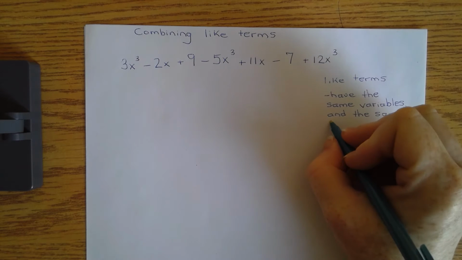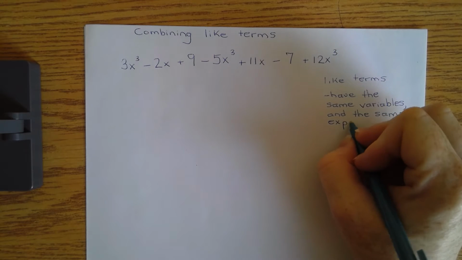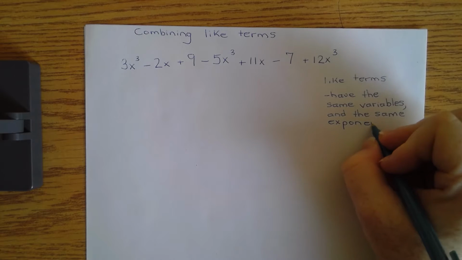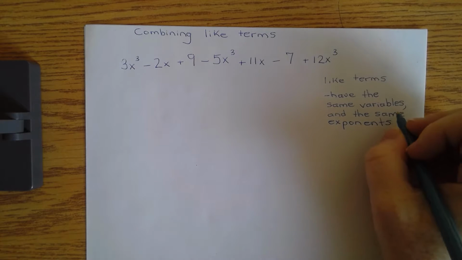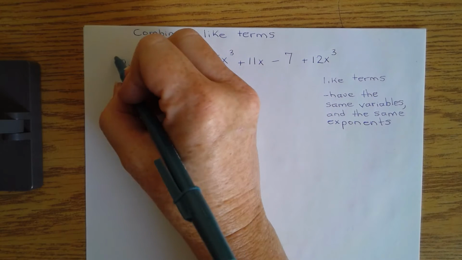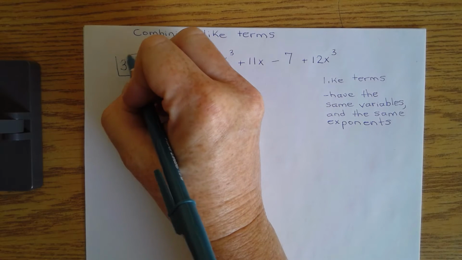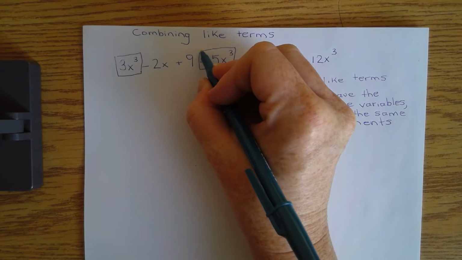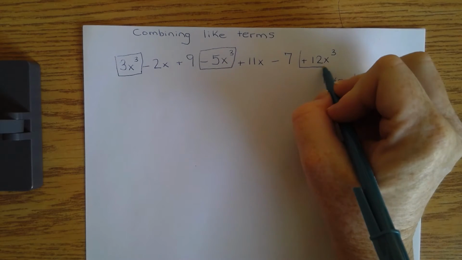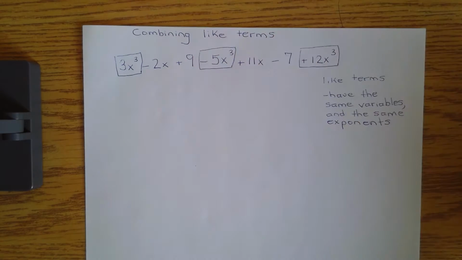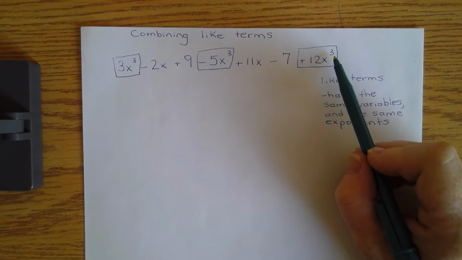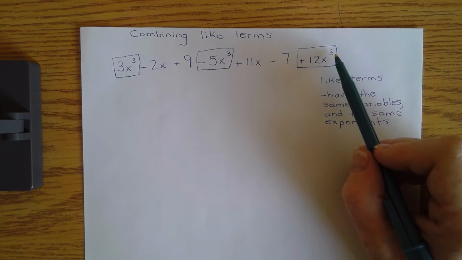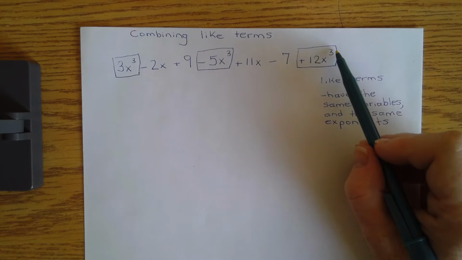All right, so let's take a look at this expression at the top here, because we want to simplify it. Here we have a 3x cubed, and then a negative 5x cubed, and then a 12x cubed. The reason I started with x cubed was because that was my highest power. I like to start with the highest power when I'm simplifying these expressions.